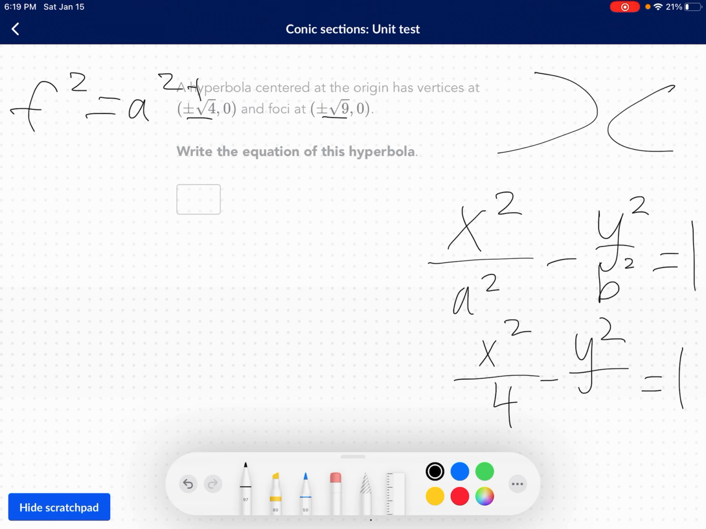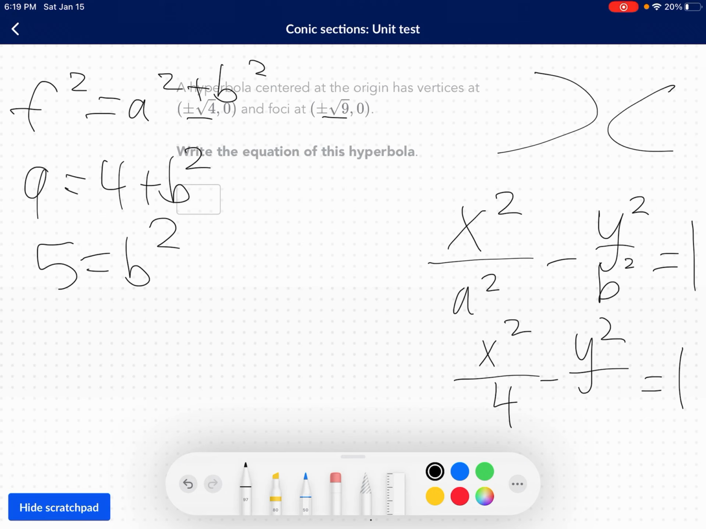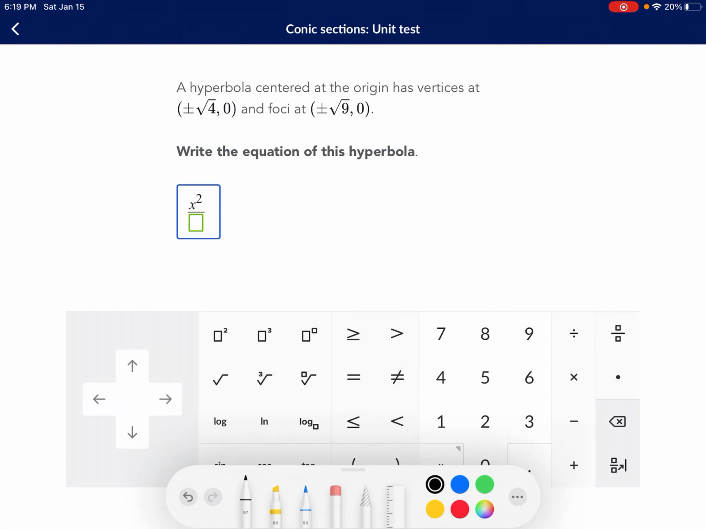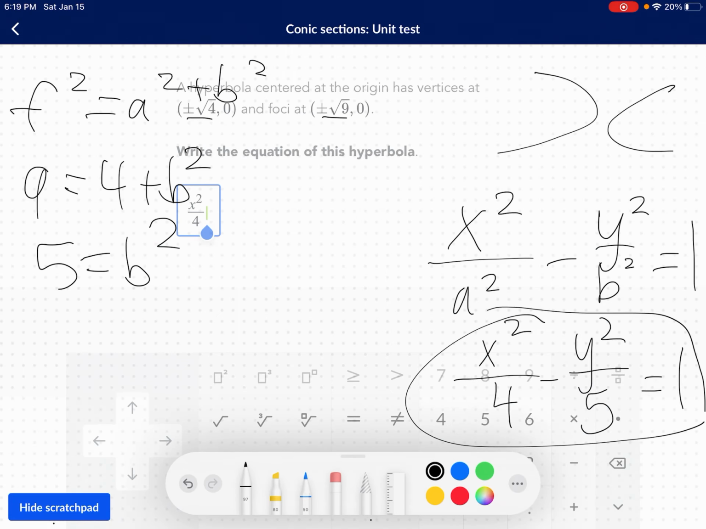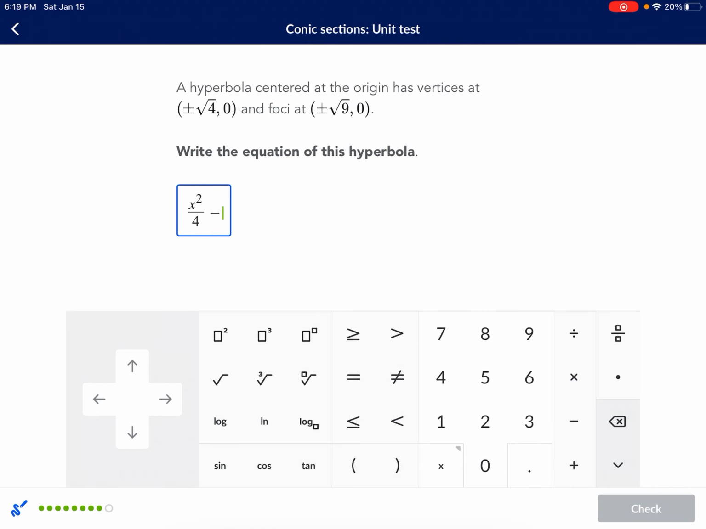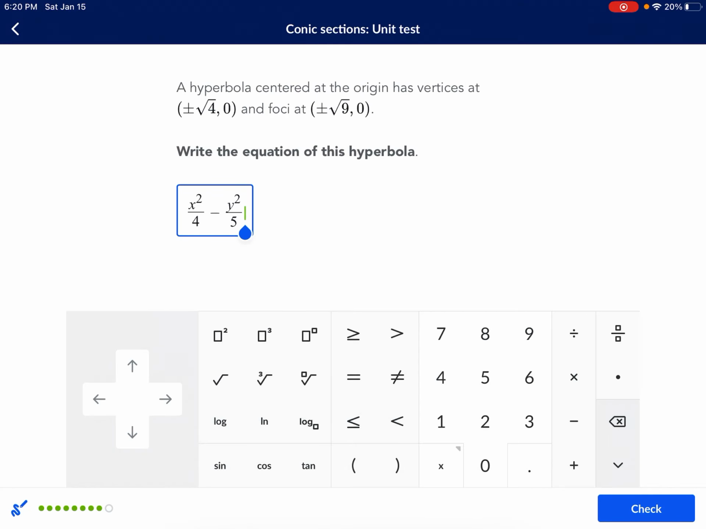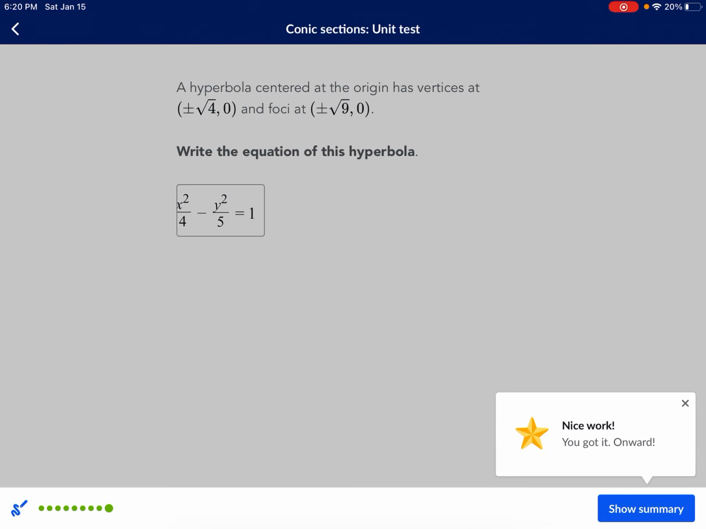So f squared equals a squared plus b squared for a hyperbola. The square root of 9 squared is just 9. a squared, so the square root of 4 squared is 4, plus b squared. Subtract 4 from both sides. 5 was b squared. So this should be the equation: x squared over 4 minus y squared over 5 equals 1. Nice.